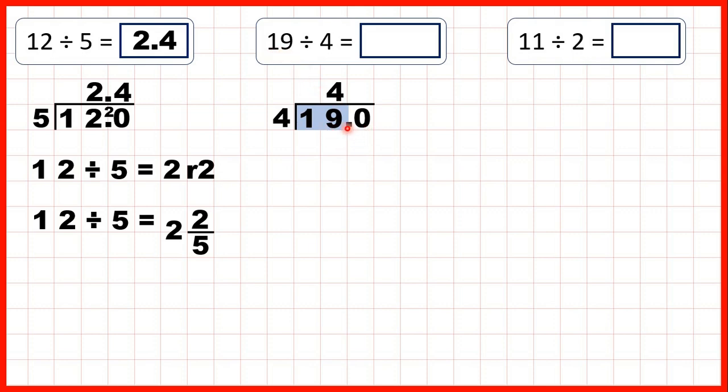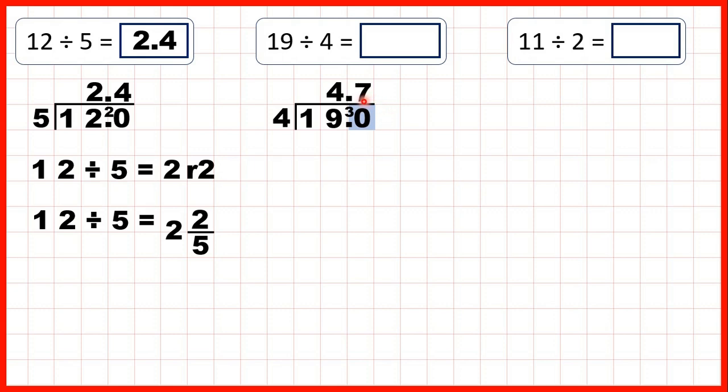But now we need to copy up the decimal point into our answer. And remember, 19 divided by 4 is 4 remainder 3, so we can write the remainder 3 in front of our tenths digit. So now we have 30 divided by 4. That gives us a remainder as well. 30 divided by 4 is 7 remainder 2.